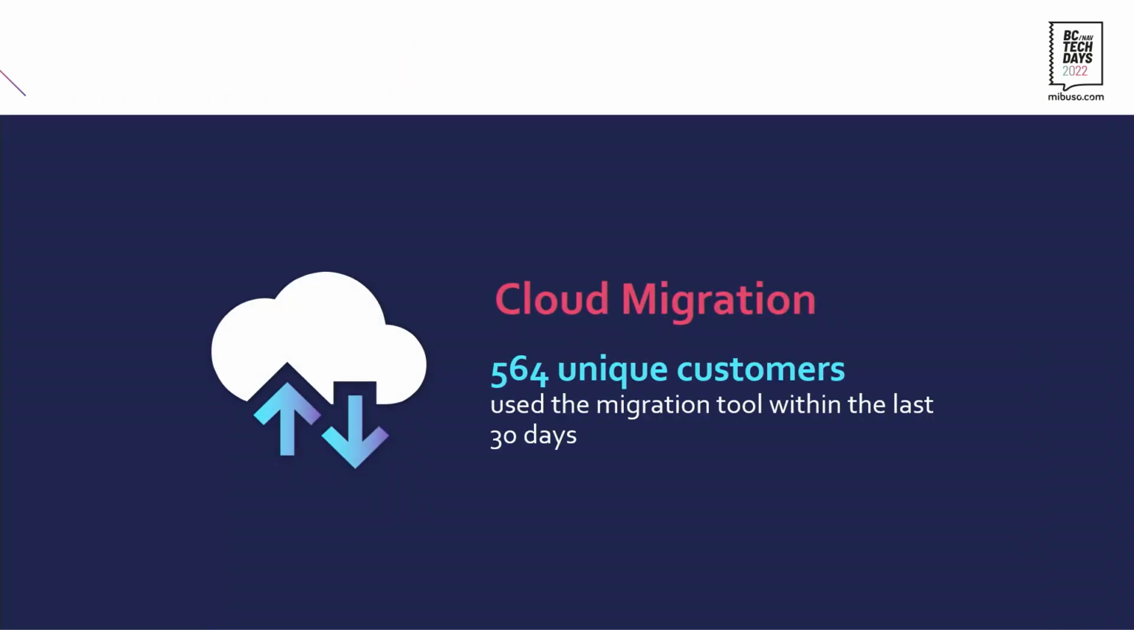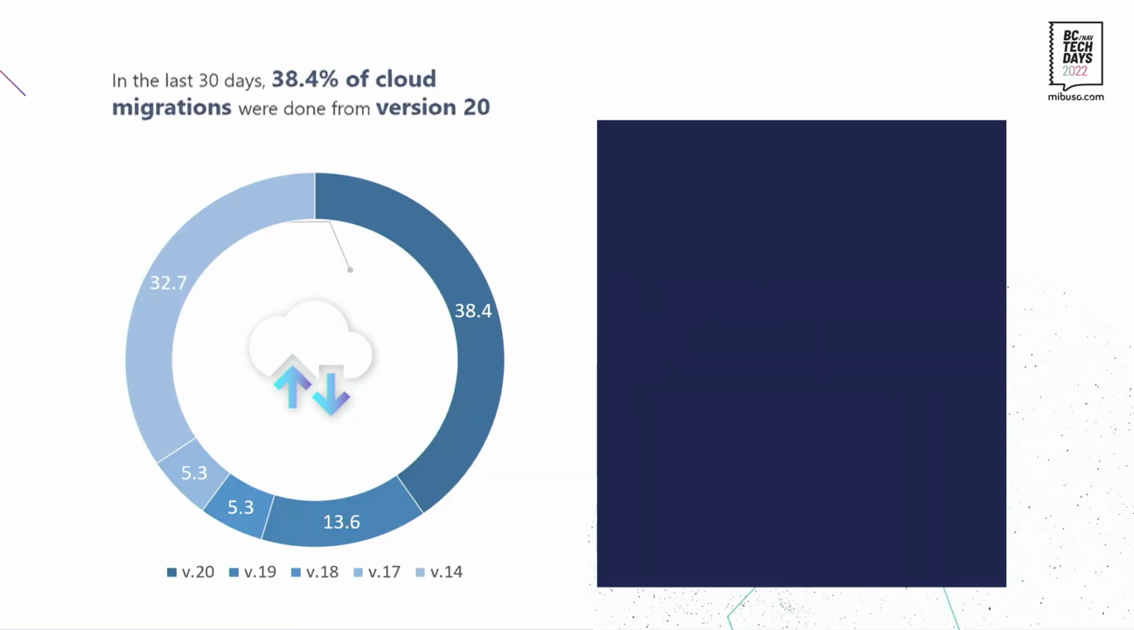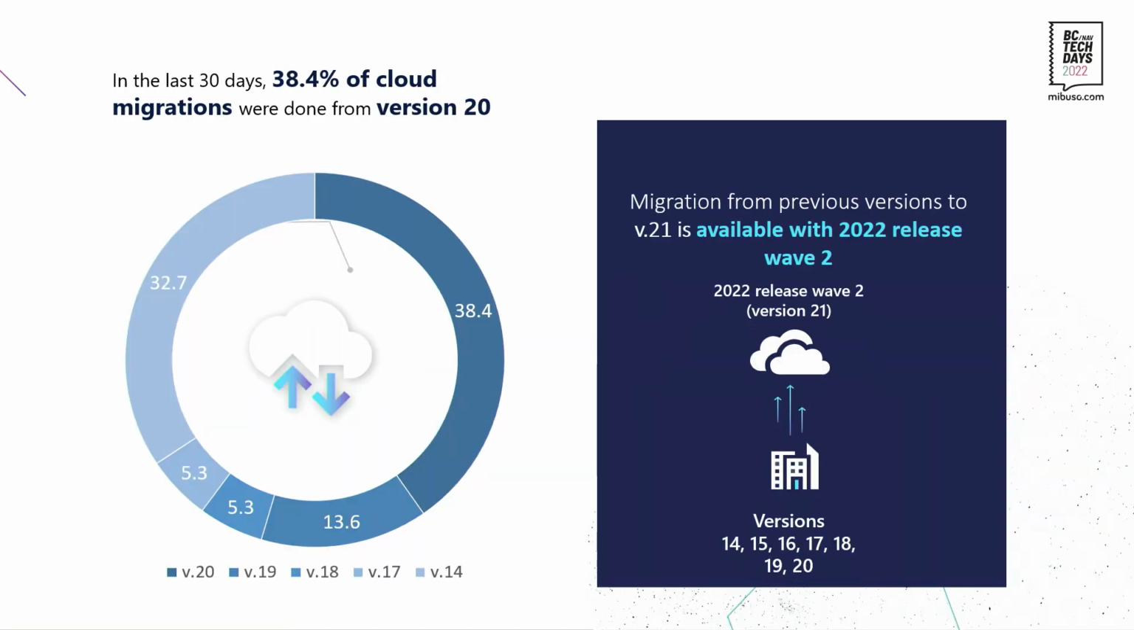For a few interesting statistical details, in the last 30 days, we had 564 unique customers migrating, and we can see that this number in the last few months was between 500 and 600. And as you can see, versions 20 and 14 are the most popular ones. So approximately 1/3 of the customers are coming from version 14. And we are, of course, supporting all of the versions between version 14 all the way up to version 20. And we plan to do this as long as we can.